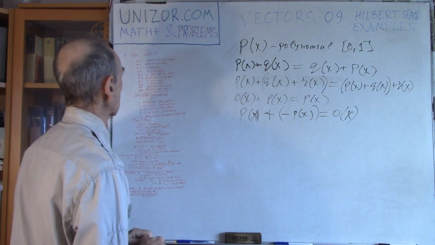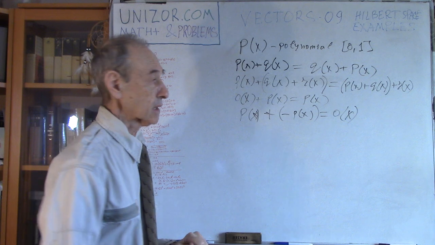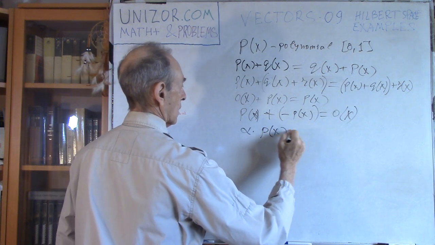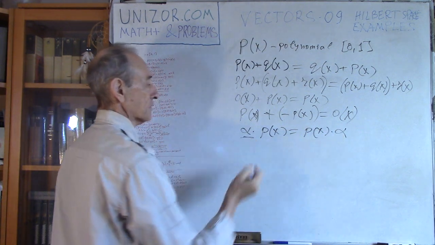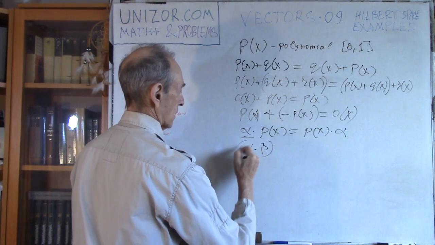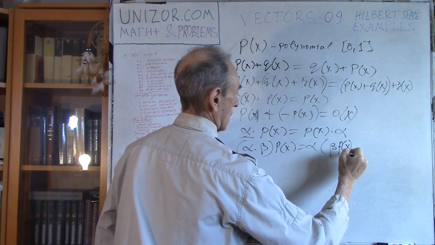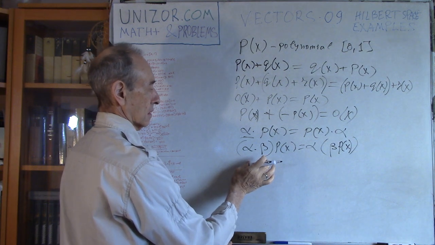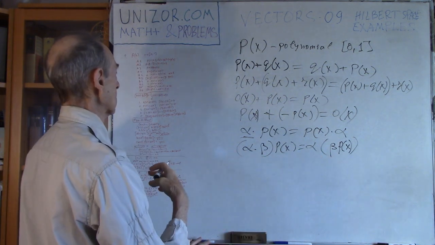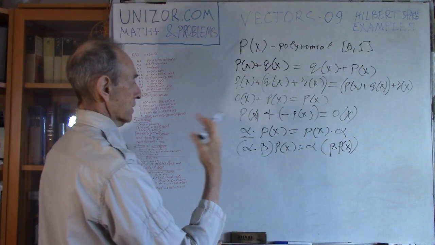Okay, now how about multiplication by some real number? We're talking about a linear vector space, so we have to be able to multiply by some constant. Okay, now, first of all, is it commutative, where alpha is just some real number? Yes, it is commutative. Is it associative? Can you multiply one and then another, or multiply first two real numbers and then multiply? Again, obviously, for any polynomial, that's true. Okay, now let's continue with multiplication.